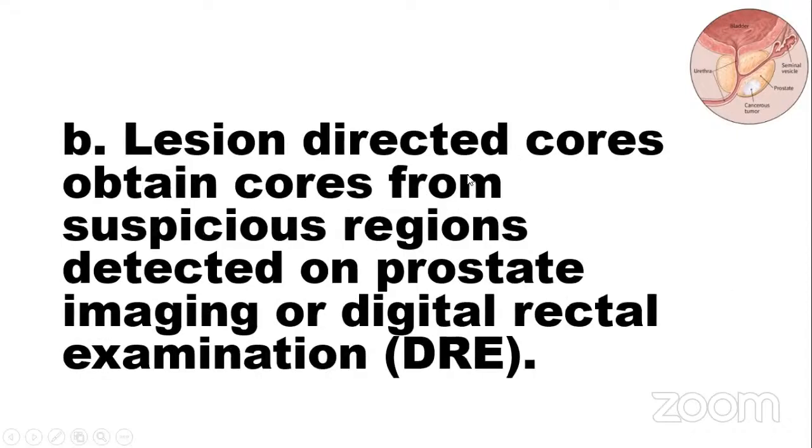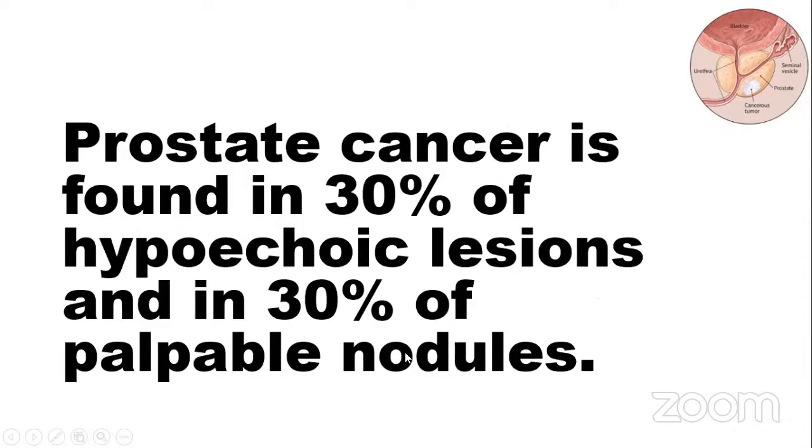Lesion-directed cores: obtain cores from suspicious regions detected on prostate imaging or digital rectal examination. Prostate cancer is found in 30% of hypoechoic lesions and 30% of palpable nodules. So this is the prostate cancer: hypoechoic 30% and palpable nodule 30%.